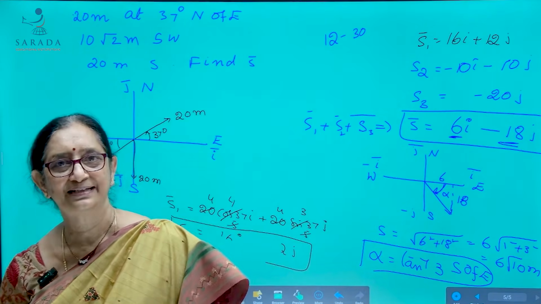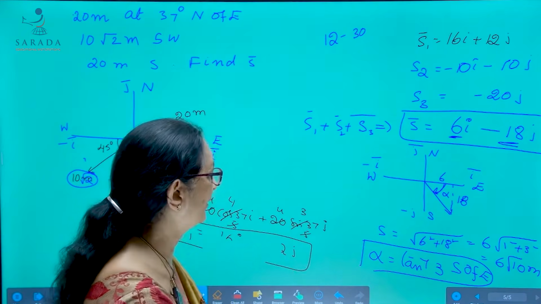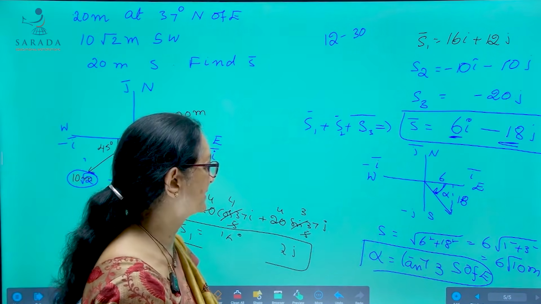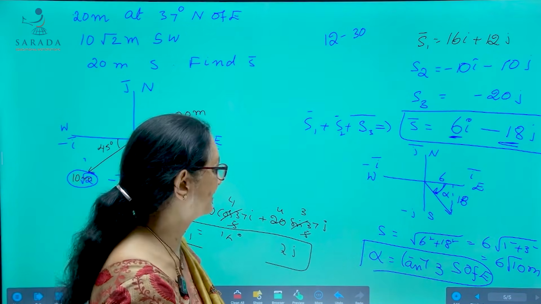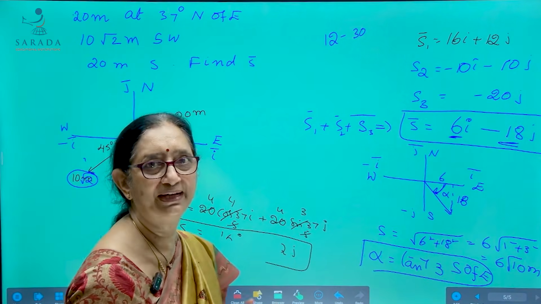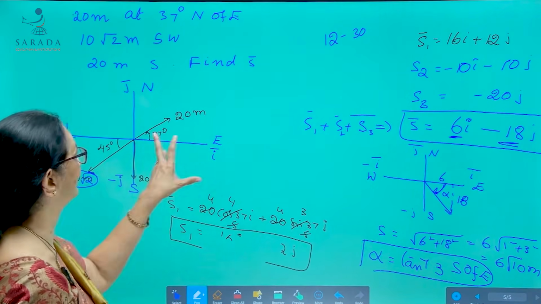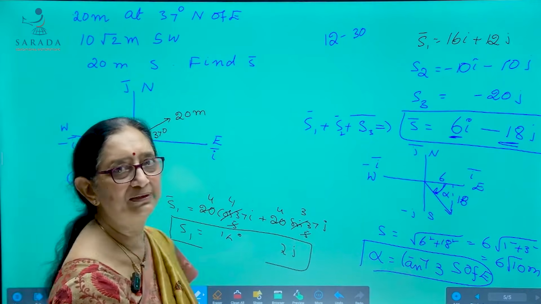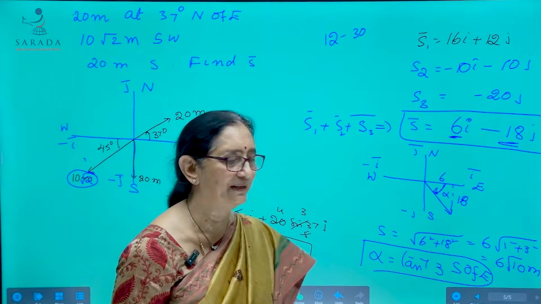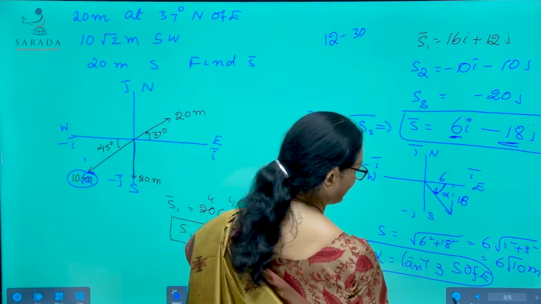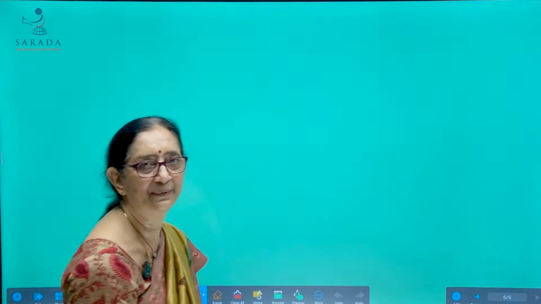So in that case, the net displacement of the body is 6 root 10 meters at an angle tan inverse 3 south of east. So using the vector concept, you can find out the resultant displacement by finding the resultant of a number of displacements.